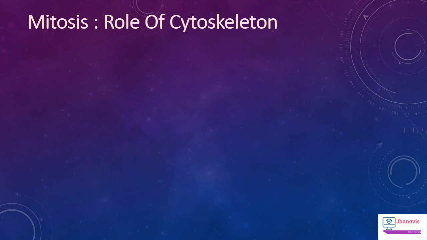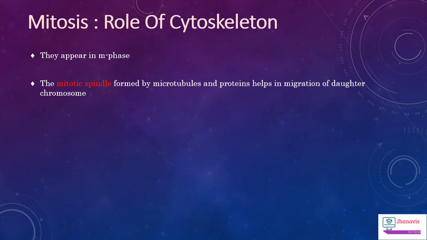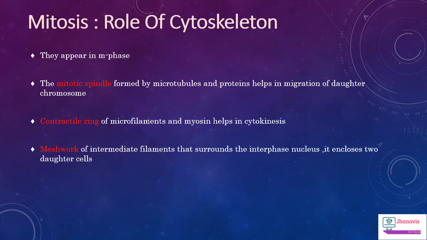Role of the cytoskeleton in mitosis. They mainly appear in the M phase. The mitotic spindle formed helps in the migration of the daughter chromosomes towards the opposite poles. A contractile ring of microfilaments helps in cytokinesis, that is, the division of the cytoplasm, with the help of actin and myosin filaments, which we have already discussed. A meshwork of intermediate filaments that surrounds the interphase nucleus will also be included in the two daughter cells.